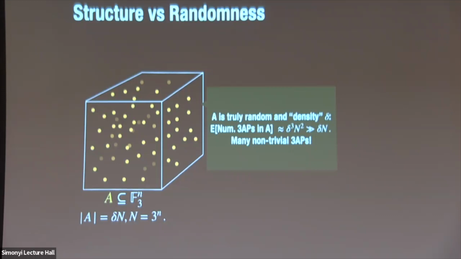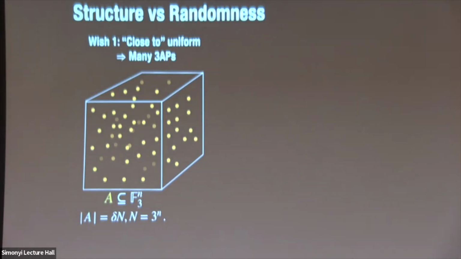So the first part of structure versus randomness is this wishful thinking that maybe we can come up with a notion of being close to uniform. I don't need the set A to be completely random, but maybe it satisfies some random-like or pseudo-random properties. We need to come up with this notion of close to uniform carefully, but maybe in that case, we can easily argue that it has many 3APs. That's the first part of the win.